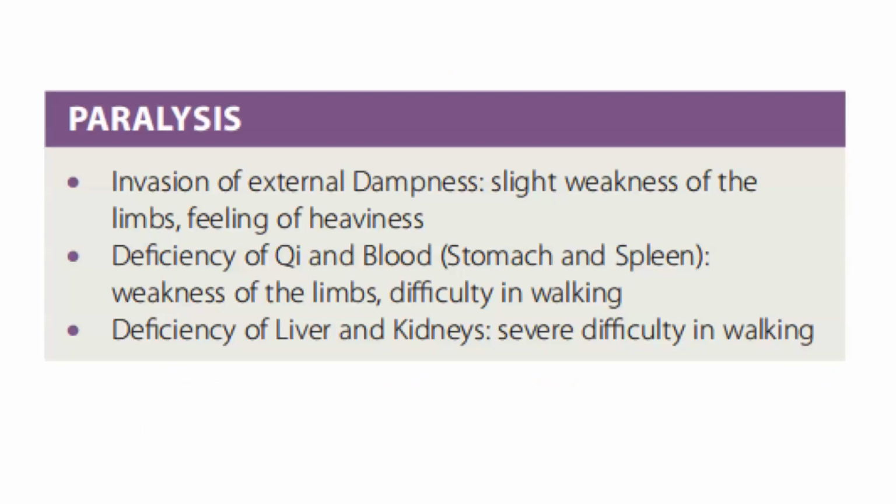So to summarize, paralysis can be due to invasion of external dampness, manifesting with slight weakness of the limbs and feeling of heaviness. It can also be due to deficiency of qi and blood, particularly of the stomach and spleen, where there is weakness of limbs and difficulty in walking. And finally, it can also be due to deficiency of liver and kidneys, where there is severe difficulty in walking.